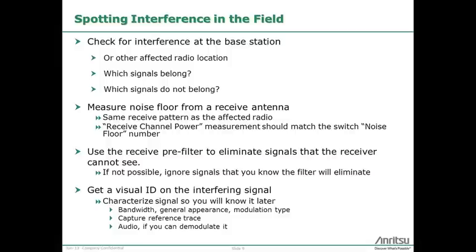So some hints along with this when we're spotting interference in the field: start at, say, the base station where the affected radio is, and take a look at the spectrum and see what belongs. It means you need some experience with what the correct signal is supposed to look like, and then mentally remove that and see what's left and what doesn't belong, and that's your interference. And that's very powerful. That's why we think it's key to look at the spectrum with a spectrum analyzer.